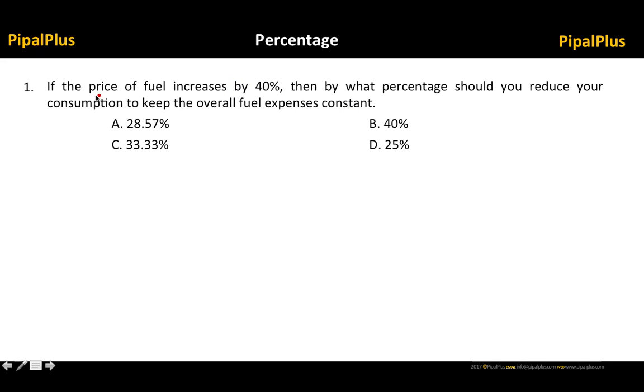Now, you would notice that the first thing about this question is that there are no actual numbers. All it gives you is a percentage, and it expects an answer also in percentage. The second thing about questions like these is that unit price multiplied by the volume of consumption equals the total expense.